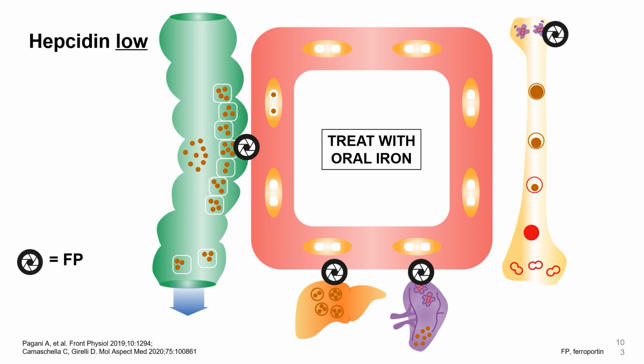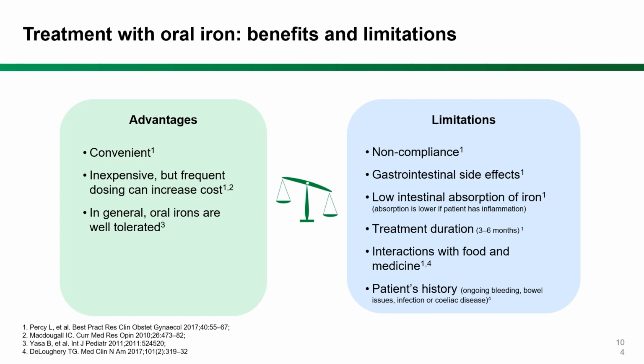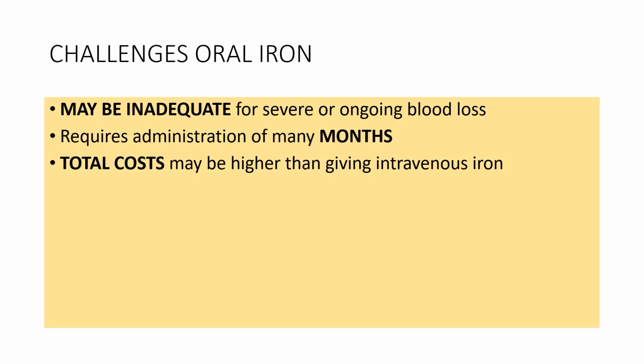The only challenge, of course, is that oral iron, even though it is convenient, inexpensive, and usually well tolerated, there are many patients who have lots of gastrointestinal side effects, who do not absorb it, and you have to recognize that you can't just treat iron deficiency for a month. You usually need about 3 to 6 months worth of treatment. And there are many interactions, of course, with food and medicine. So it is not obvious that this treatment will work for everybody.